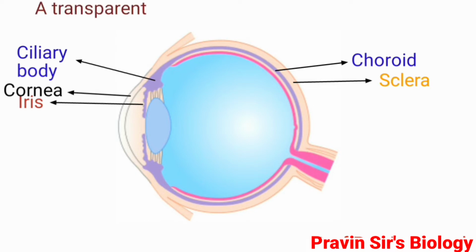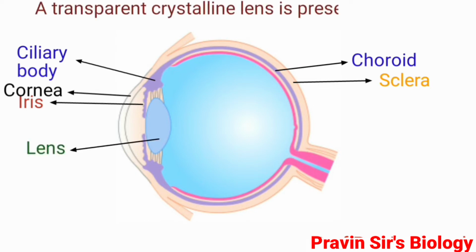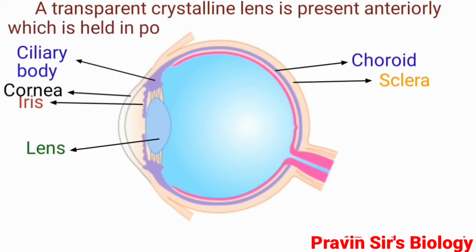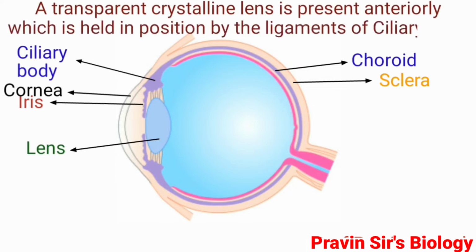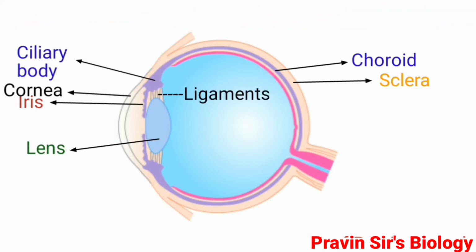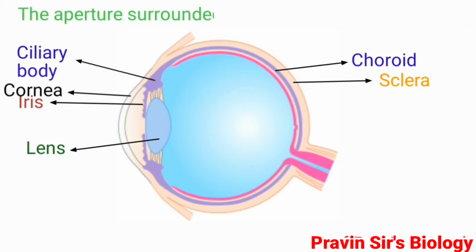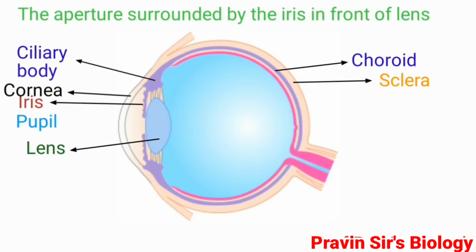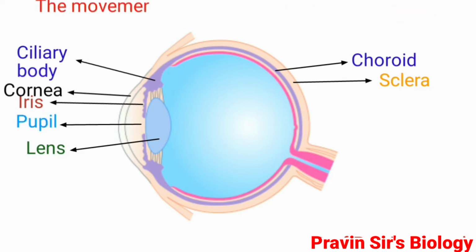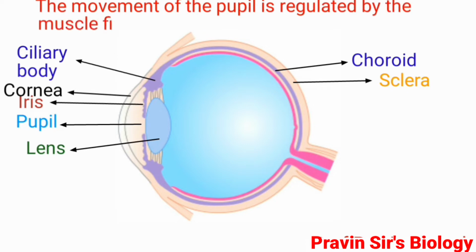A transparent crystalline lens is present anteriorly, which is held in position by the ligaments of the ciliary body. The aperture surrounded by the iris in front of the lens is known as pupil. The movement of the pupil is regulated by the muscle fibers of the iris.